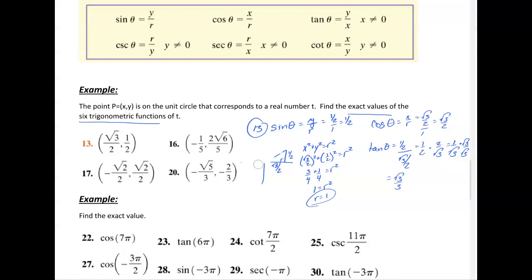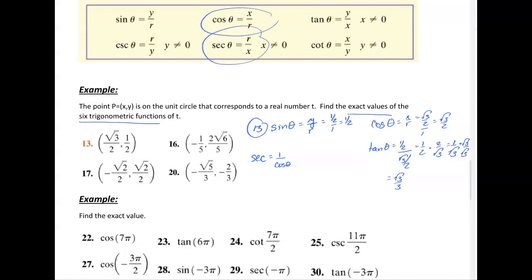And then we need to find the other trig functions. So let's find secant. So secant is actually the same thing as 1 over cosine. And notice that the relationship there is really just flipping that fraction. It's the radius divided by x. So we're going to get 2 over square root of 3, which is 2 square root of 3 over 3.